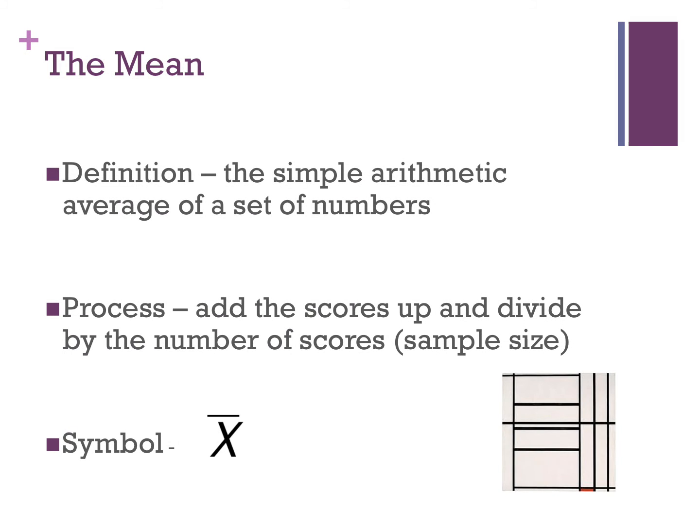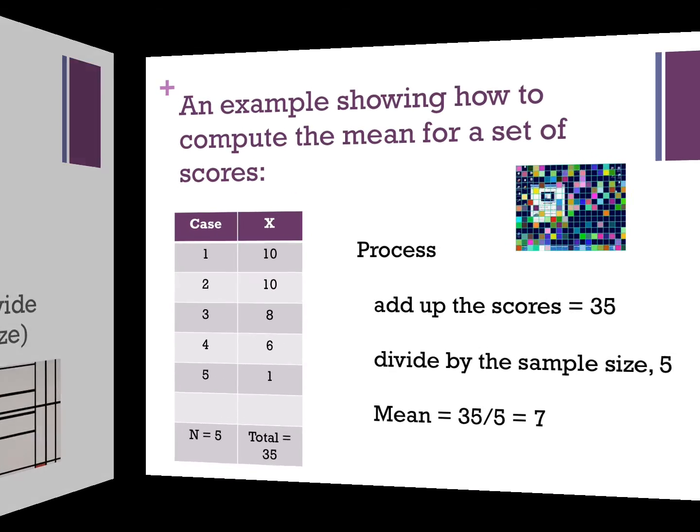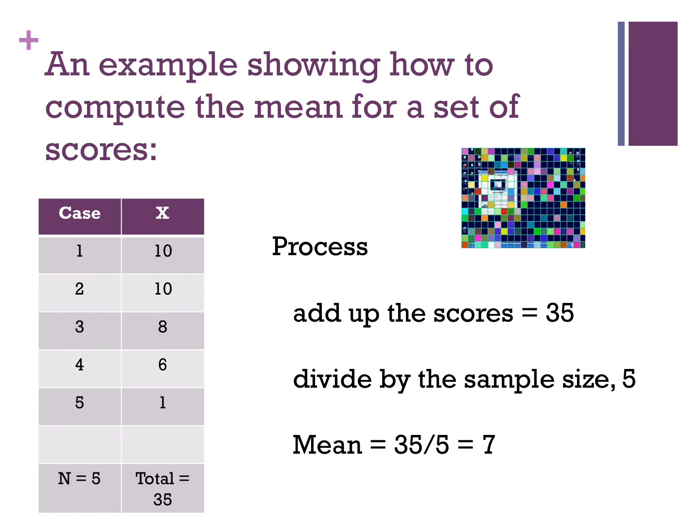Now we turn our attention to the mean. The definition is as follows. It is the simple arithmetic average of a set of numbers. The process is to add the scores up and divide by the number of scores, which is the sample size. The symbol for the mean is x-bar. An example showing how to compute the mean for a set of scores is as follows. The process is we add up the scores to get a total of 35, divide by the sample size, 5, and the mean is 35 divided by 5 equals 7.